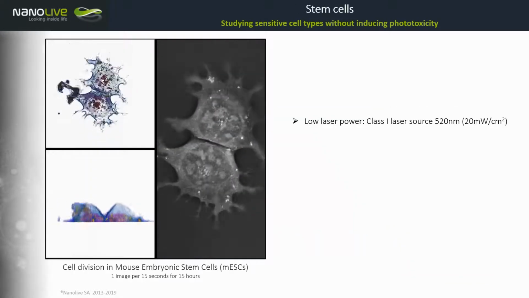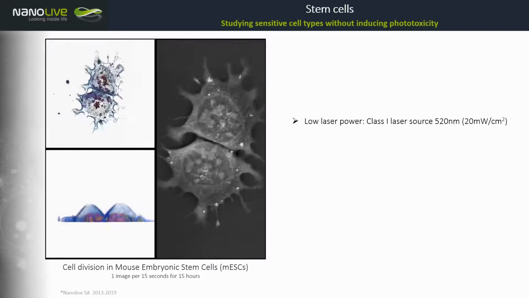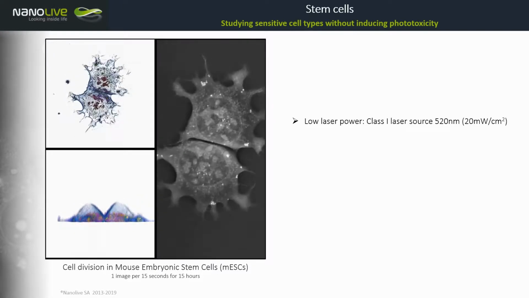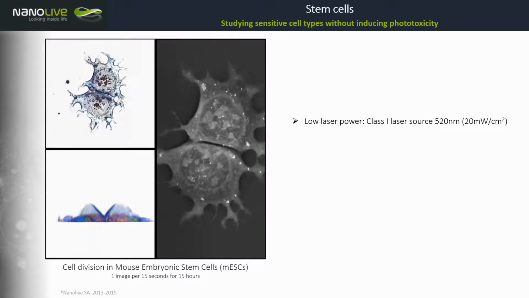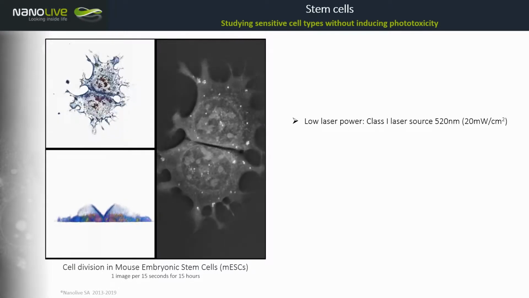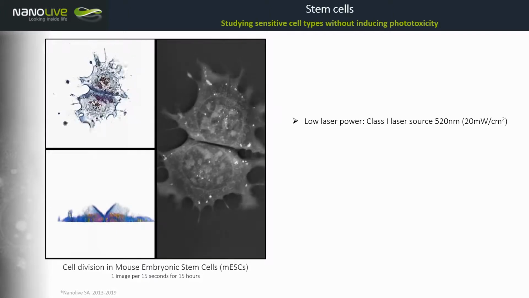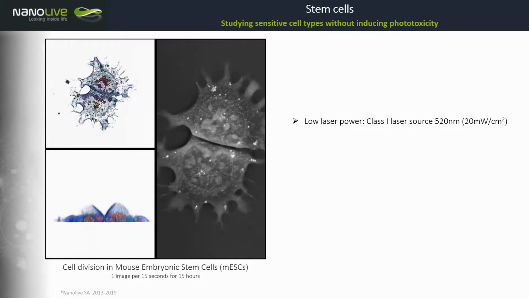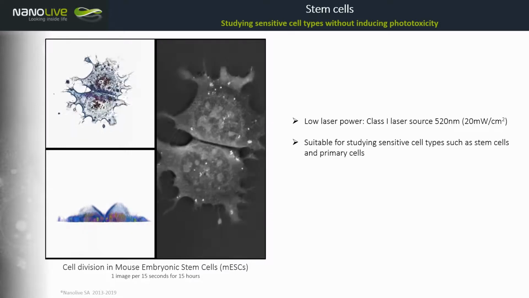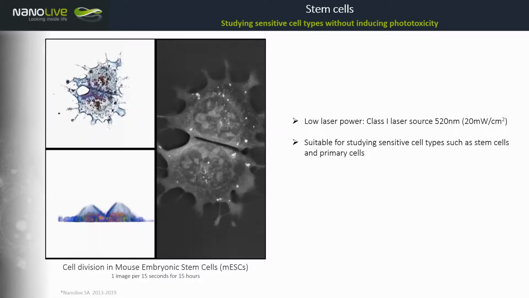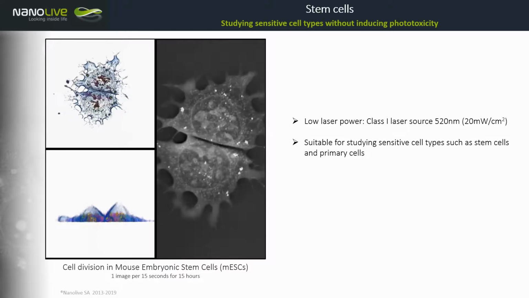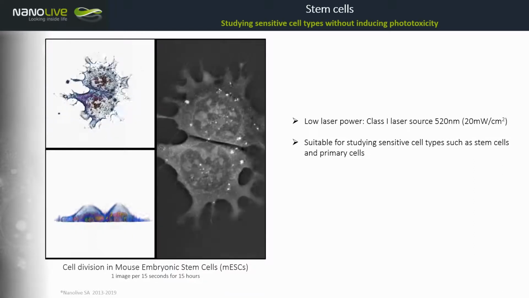The light source used for imaging is a gentle class 1 laser source, with a power of 20 milliwatts per centimeter squared, which corresponds to 1/5 of the solar power in Central Europe. This makes the system suitable for label-free imaging of cell types which are extremely sensitive to manipulation, such as stem cells and primary cells. In this video, you can see mitosis in mouse embryonic stem cells.